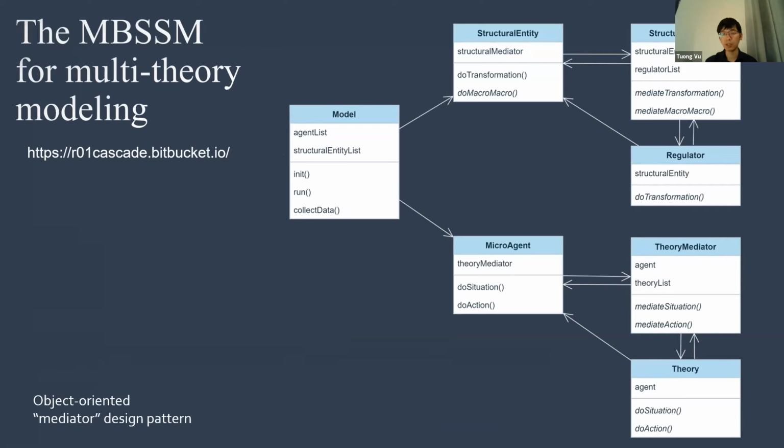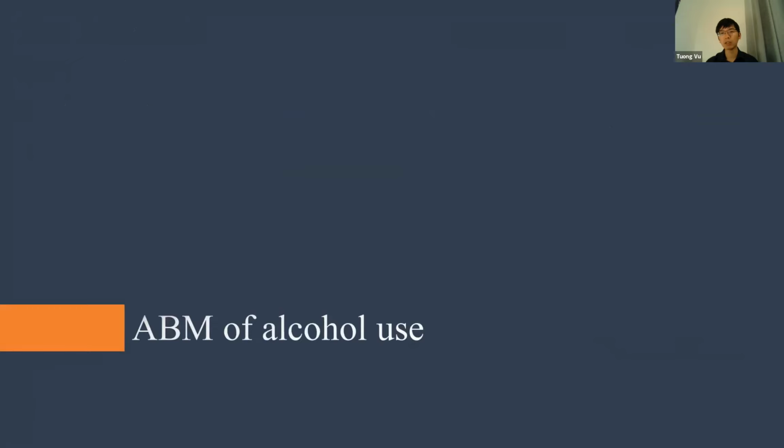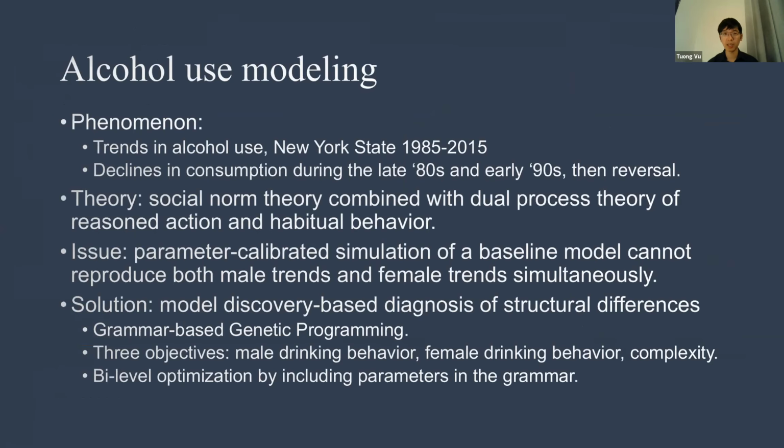We published it on an online repo, and we also developed some tutorials for it. And here's the website for that. So now let's talk about agent-based modeling for alcohol use. For this case study, the phenomenon we're interested in is the trends of alcohol use in New York State from 1985 to 2015. We noticed that there's a decline in consumption in the late 80s and early 90s and then a reversal back.